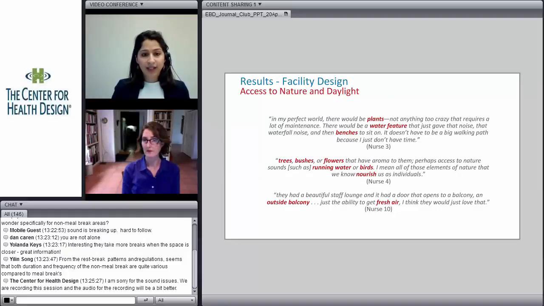And access to nature and daylight is one of those very vital principles that we looked at for this study. So a lot of comments about having nature, plants, trees, bushes, flowers, just listening to the nature sound like running water or birds, and at the same time, having access to that fresh air and daylight.